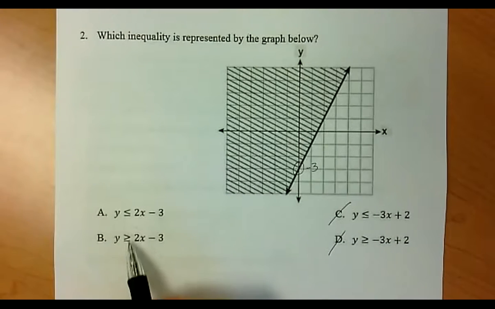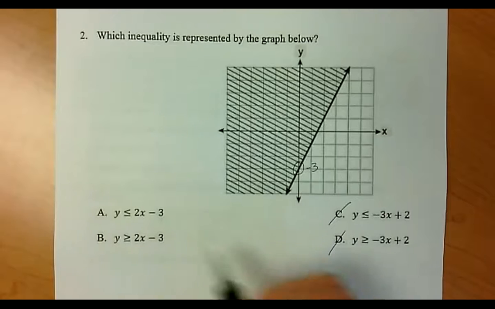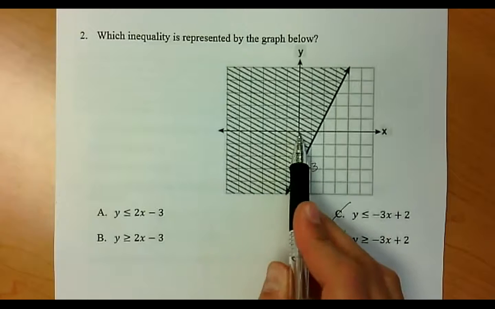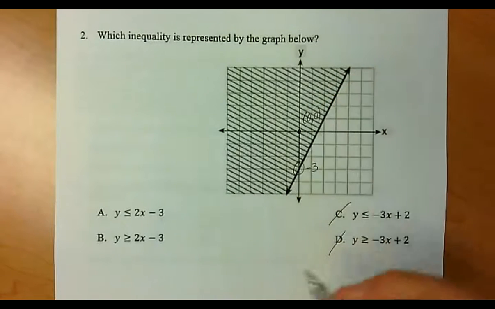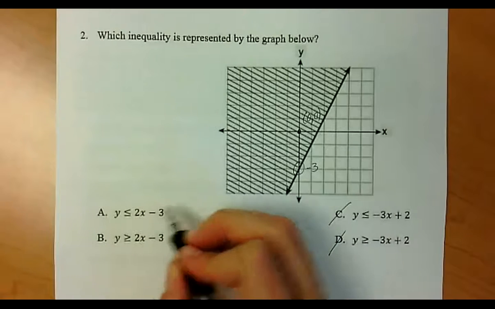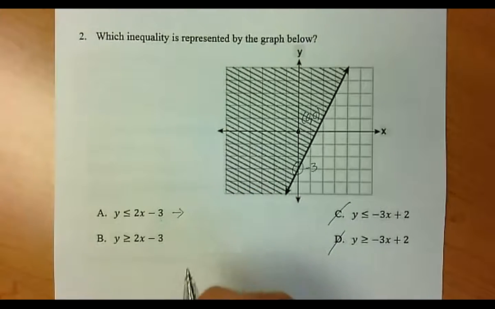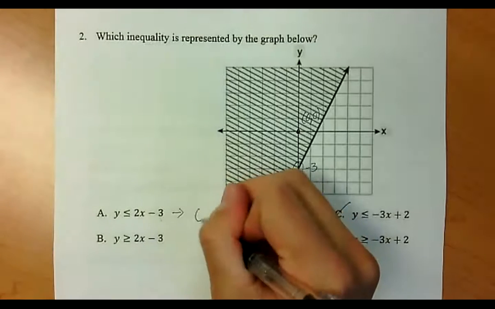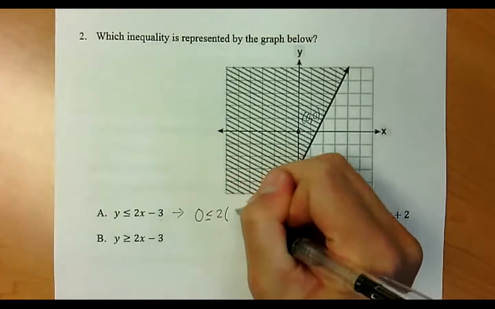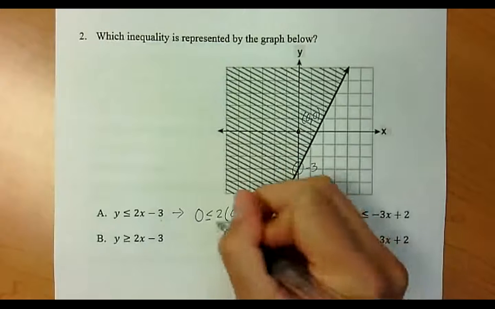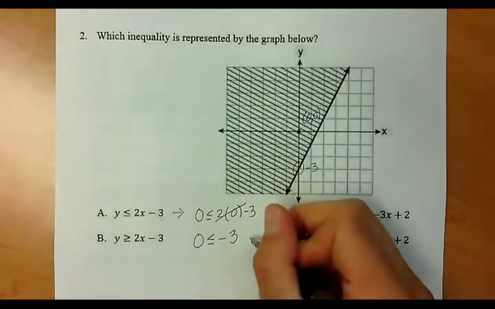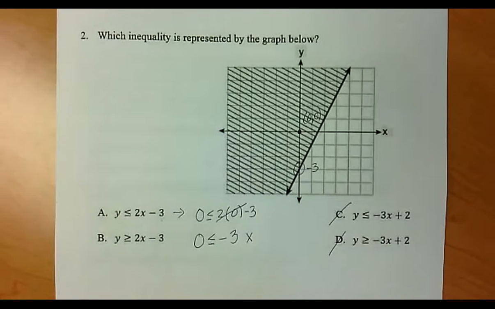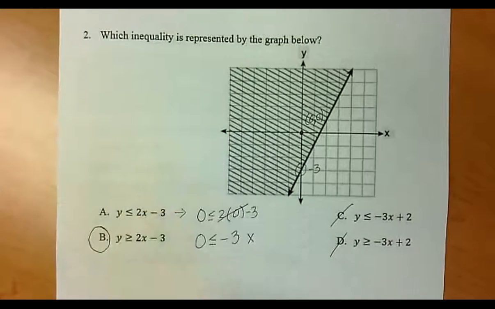And now this is a case of which side to shade again. So let's see. 0, 0 is a solution in this case, this is in the shaded region. So I'm going to substitute 0, 0 on this. And if it works, then my answer is A. If it doesn't work, my answer is B. So 0 is less than or equal to 2 times 0 minus 3. 0 is less than or equal to -3. So that is not true. I needed it to be true, which tells me my answer is B.